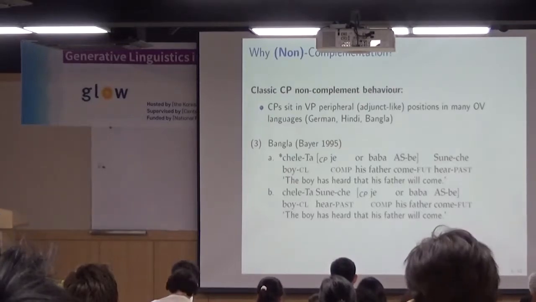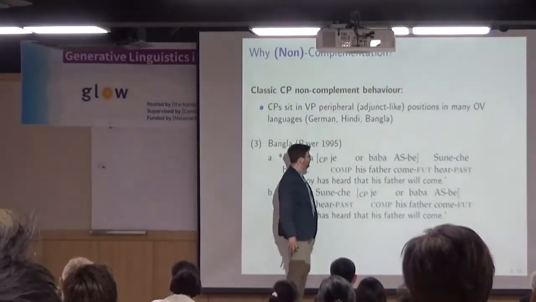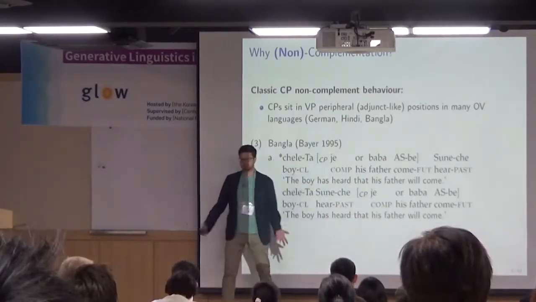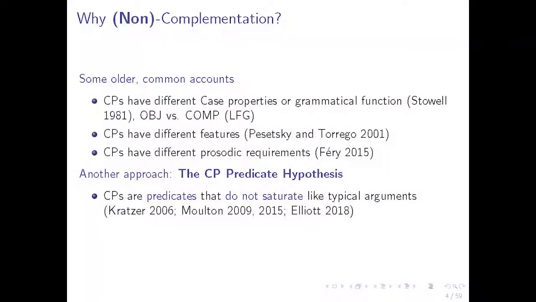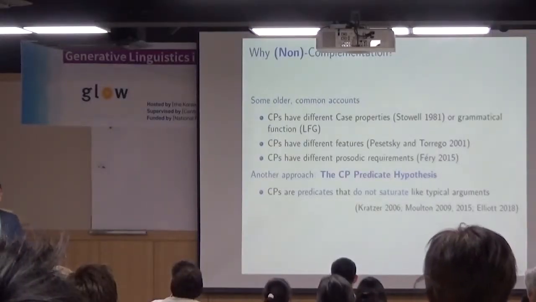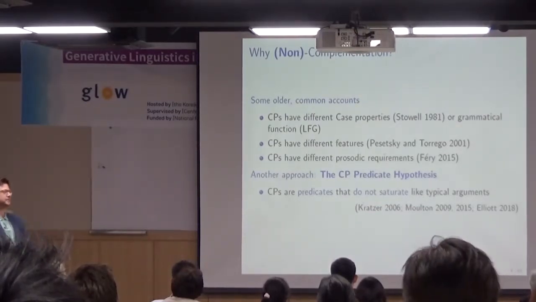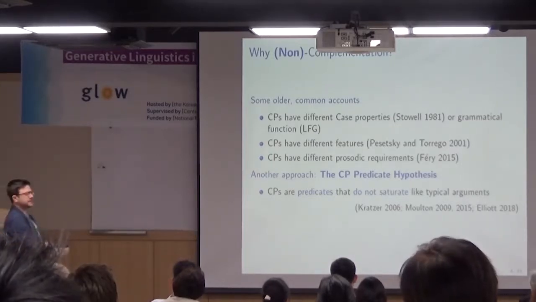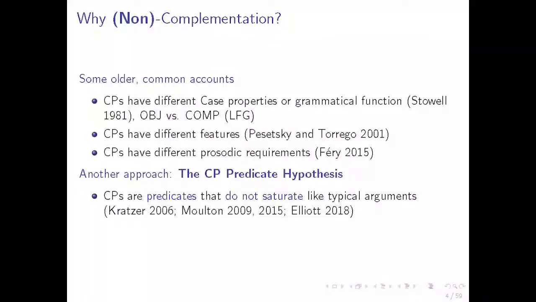When you turn to OV languages, and even in English, but especially OV languages, you see that CPs distribute differently. They don't like to sit before the verb. They like to extrapose. It's a common old fact, right? And there have been lots of accounts for this kind of behavior. CPs don't get case is one of the old ideas that predicts their distribution. LFG gives CPs different grammatical functions from DPs. Newer versions give CPs different feature properties. Certainly CPs might have different prosodic properties that explain some of their distribution.